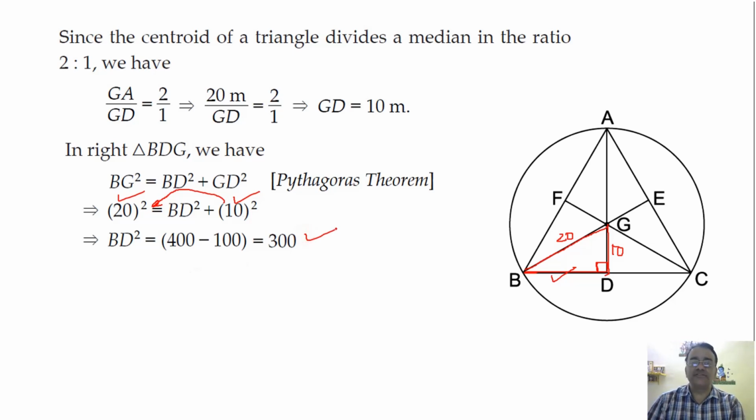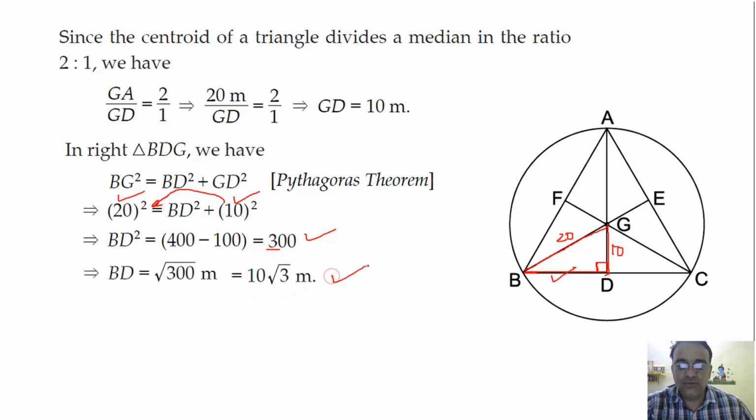What is the square root of 300? 100 का तो 10 होता है, 3 का square root नहीं होता है. So 10√3. 10√3 meter BD. So BD मिल गया. Now what we have to find actually here? BC. So how will you find BC then?